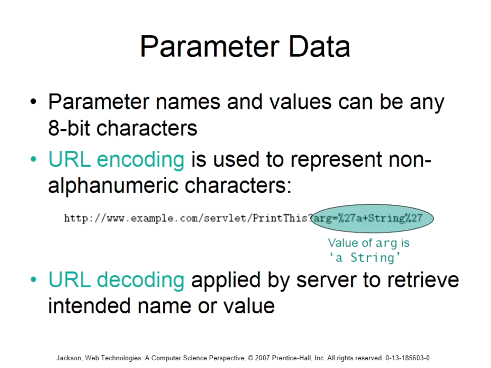We can find non-alphanumeric characters like this. So this is to represent this character. So %27 is to represent this character.